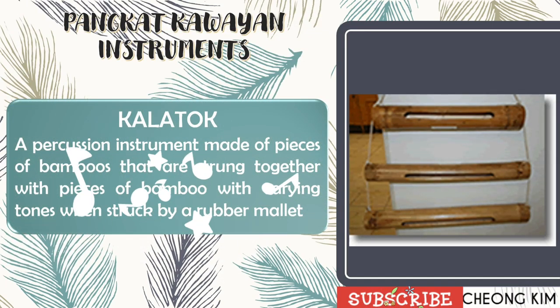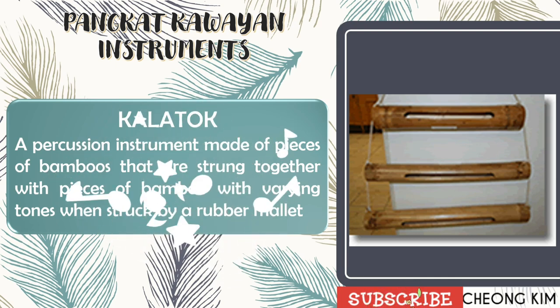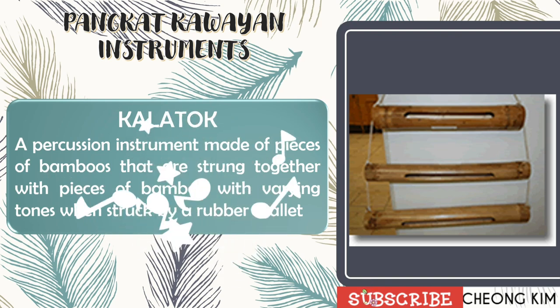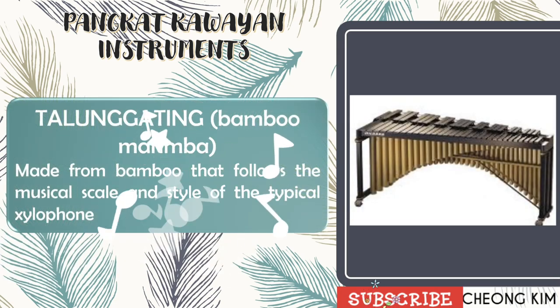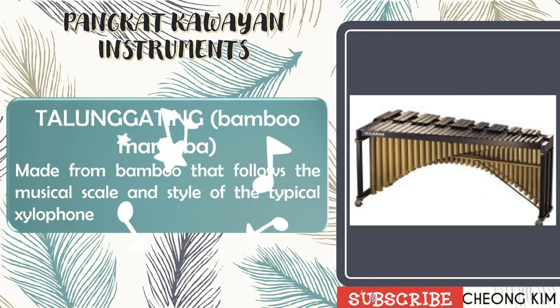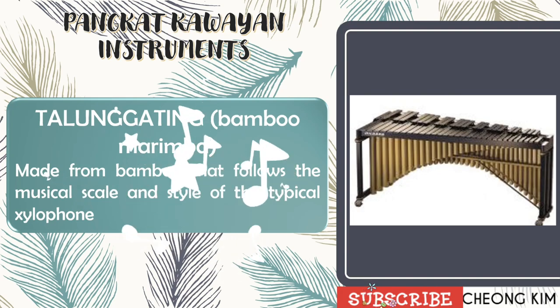Kalatok, a percussion instrument made of pieces of bamboo that are strung together, with varying tones when struck by a rubber mallet. Talunggating, or the bamboo marimba. It is made from bamboo that follows the musical scale and style of the typical xylophone.